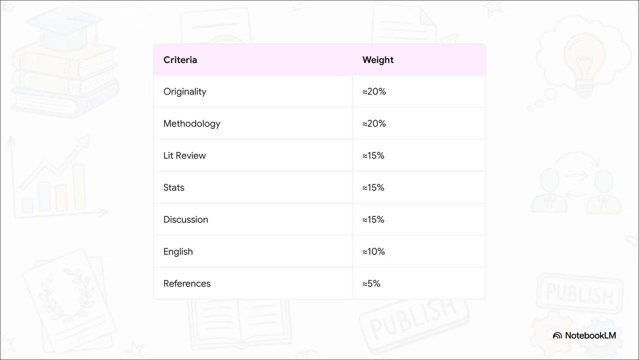The reviewers are asking, are you bringing something genuinely novel to the table? And is your research design, like your sample size, instruments, and validity, actually sound? Interestingly, even if your academic English is absolutely flawless, it only makes up about 10% of the reviewer's focus. It's the science, the actual rigorous research, that really carries the day.